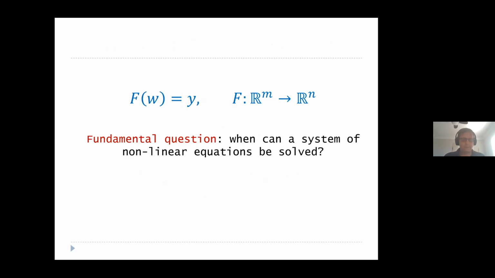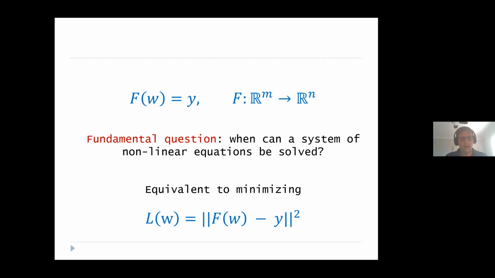Now, the fundamental question here is, when can a system of nonlinear equations be solved? If you think about it from this point of view, it seems a little bit bizarre to ask this question, right? Because there are many areas of mathematics, very subtle ones, which deal with this question; algebraic geometry is essentially answering this type of question. So how can I ask a question like that? Well, it turns out that when the systems are over-parameterized, there are some generic answers to this. And of course, an obvious observation is that solving the system f of w equals y, assuming there is a solution, is equivalent to minimizing the squared norm of f of w minus y.